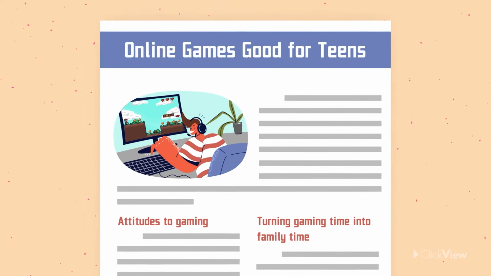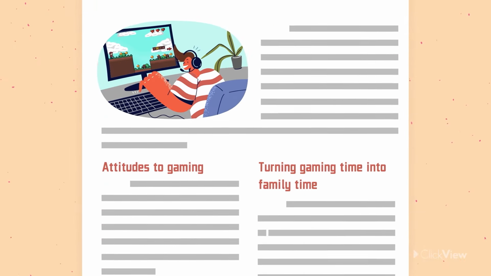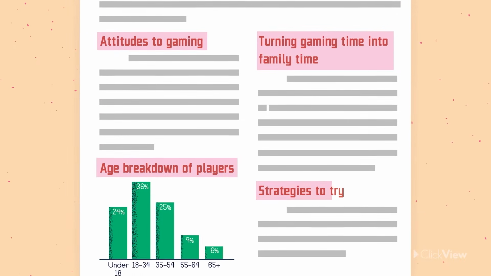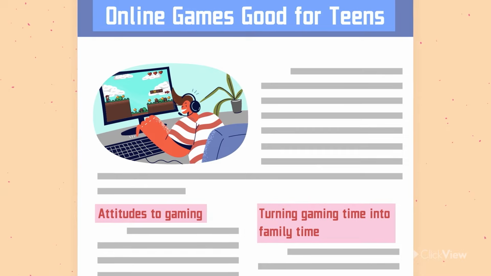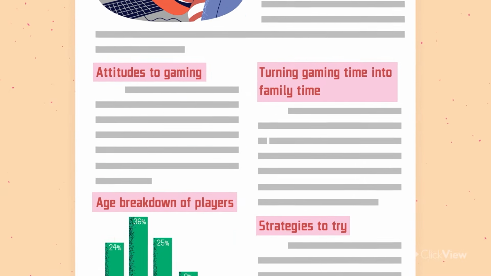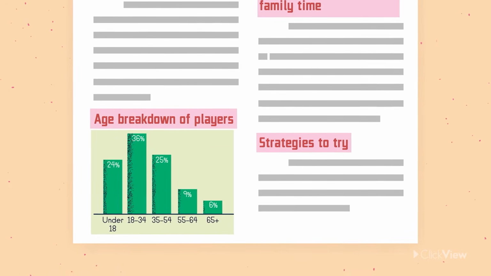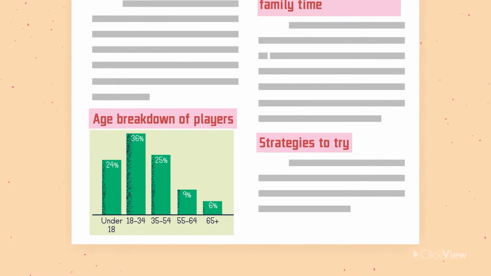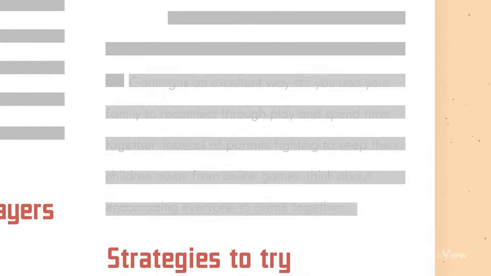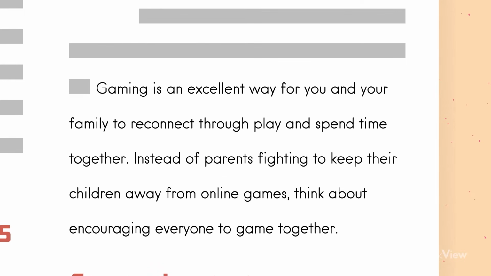Look for features like titles, headings, images, and graphs that tell you about the topic of the text and might point to the main idea. Then look at each part of the text. Are there any keywords and words that mean the same thing that are repeated and might point to the main idea?